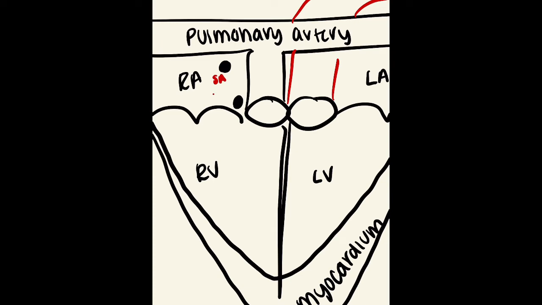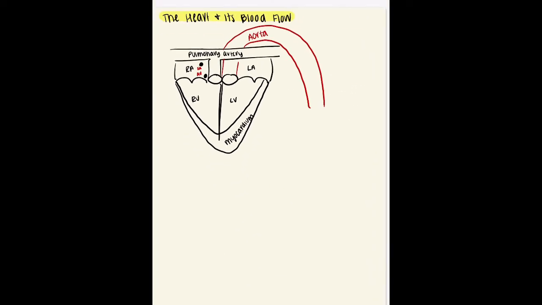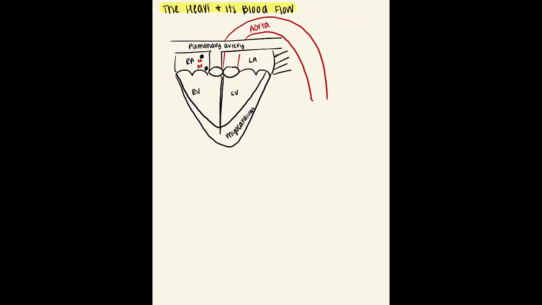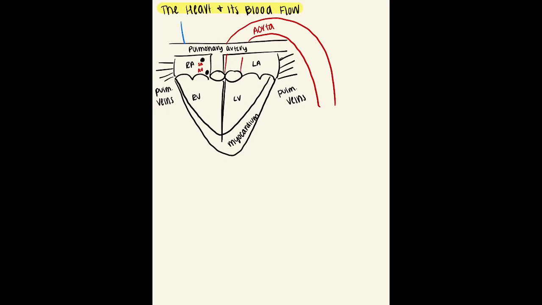The AV node lies below the SA node within the right atrium and contributes to spreading the action potential across the heart. The pulmonary veins carry blood from the lungs to the heart, and the superior vena cava and the inferior vena cava return blood from the body to the heart.